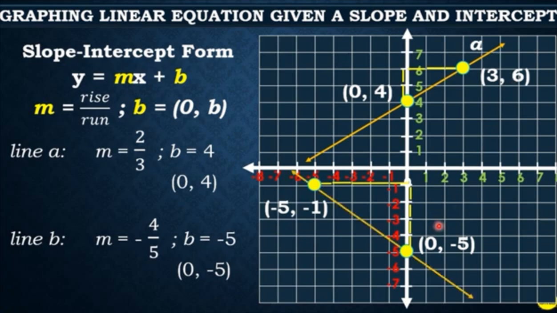So, this is the graph of the slope, the graph of the line given the slope and y-intercept. So, huwag kakalimutan, since given yung name ng line, maglagay tayo ng name ng line. So, this is your line B. So, the graph of line B is this.